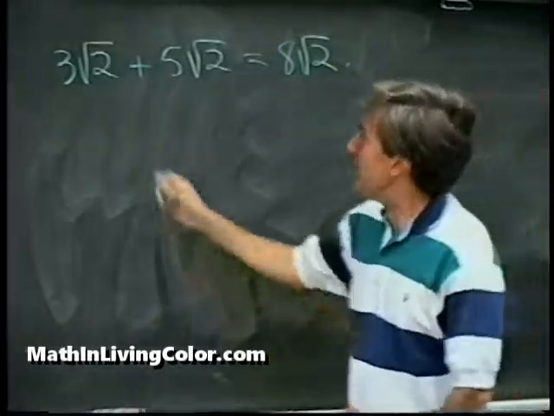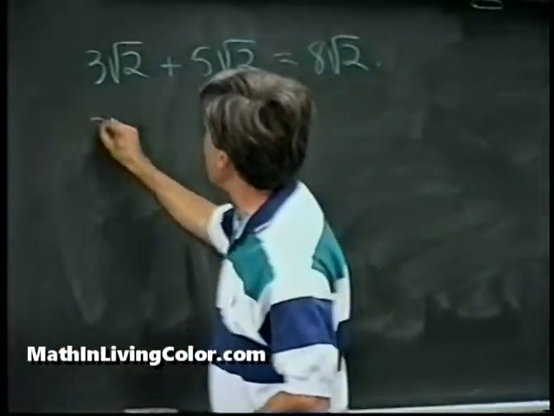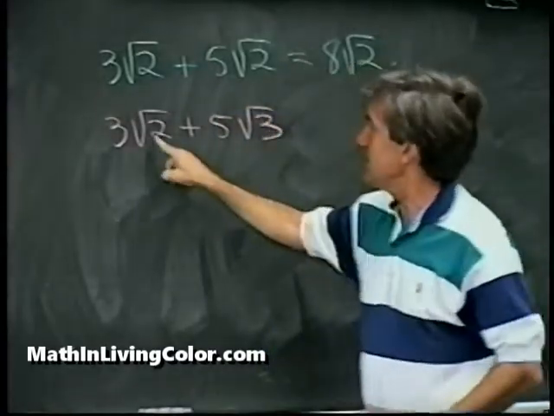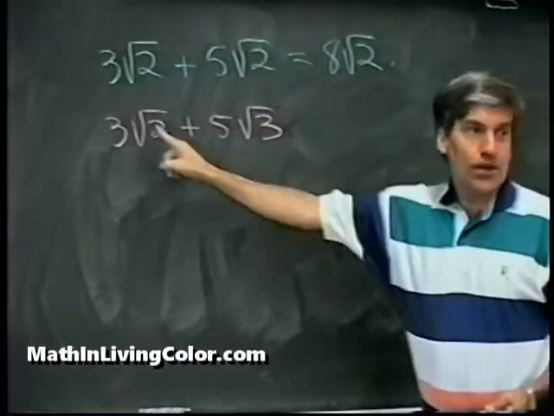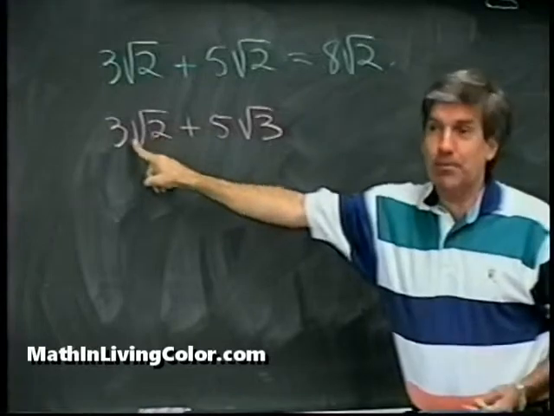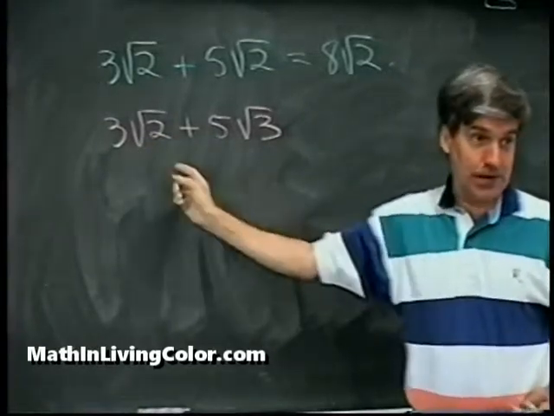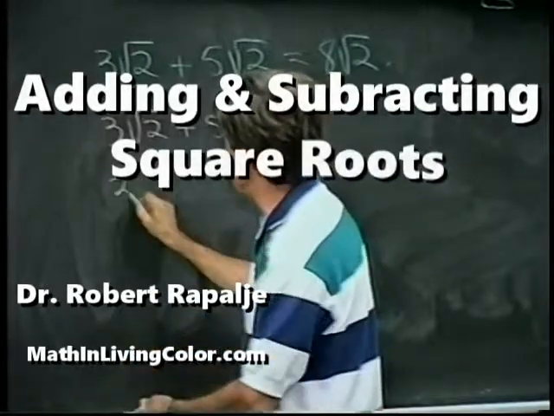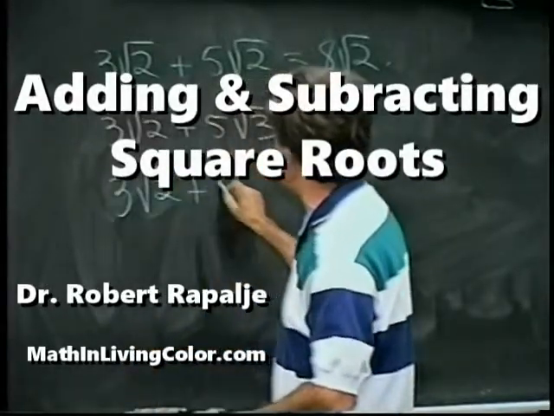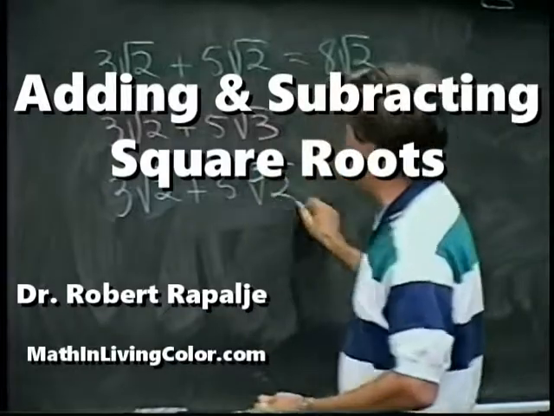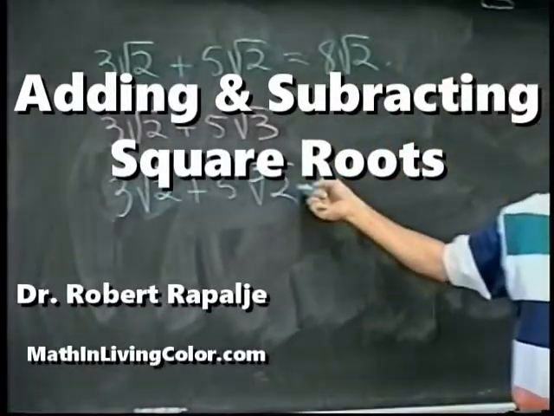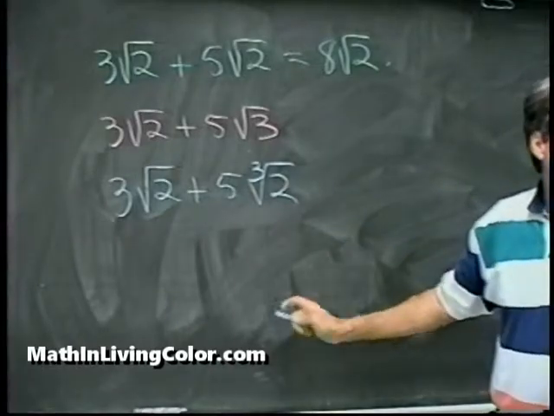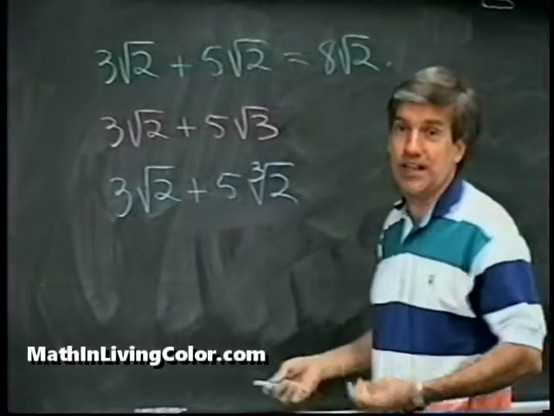Okay? What if it had been, instead of that, 3 square root of 2 plus 5 square root of 3? Now, they're not like, are they? So you can't combine those together. You can't simplify those. What if it's a problem like 3 square root of 2 plus 5 cube root of 2? A square root and a cube root. What would you say? They're not alike, so you can't combine them together. Don't dare combine anything together that's not alike.